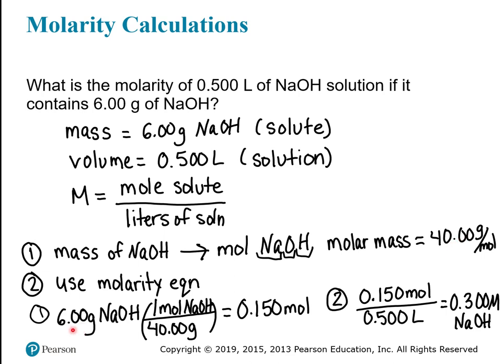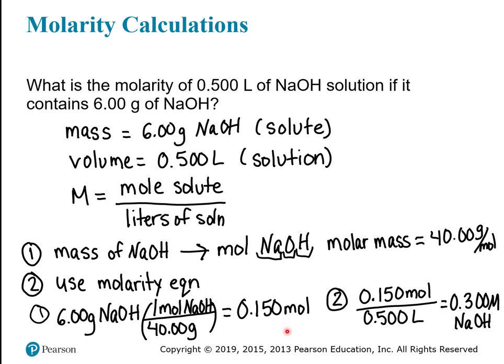To do the math for this part, you take the 6 grams of sodium hydroxide and divide by 40 grams. That will give us moles. So this is our molar mass conversion factor. You get 0.150 moles of sodium hydroxide when you do that.